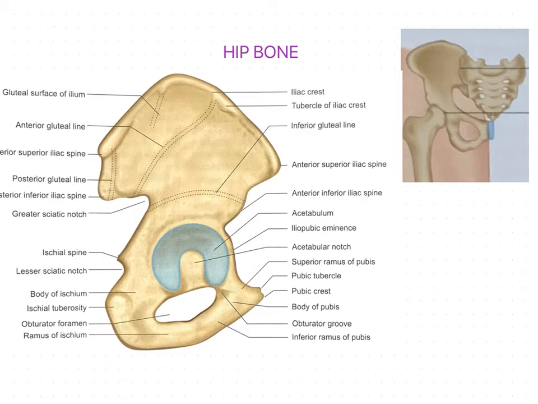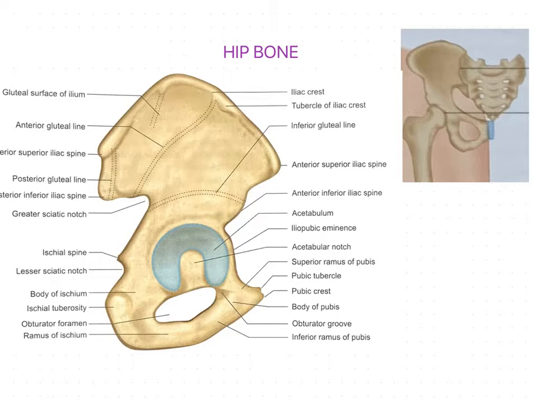Dear students, welcome back. In the previous session, we have discussed the muscles present in the entire lower limb. Now, we'll start osteology of the lower limb with the hip bone. The hip bone is also called the innominate bone, and it is a large irregular bone. It is made up of three parts.